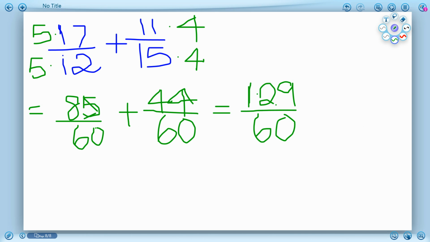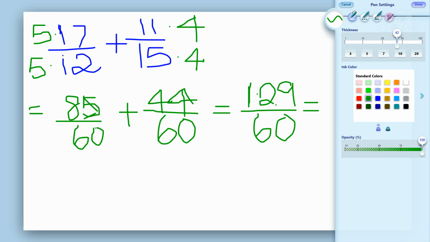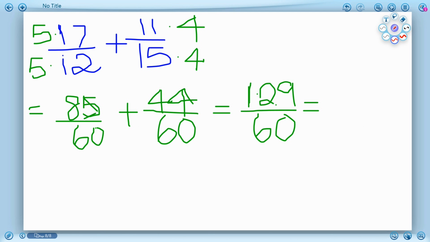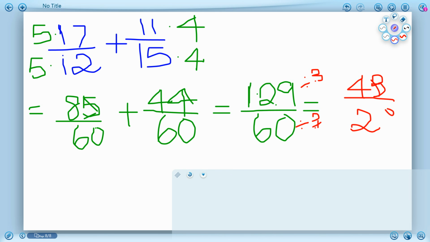Once you get to this point, you got most of your credit, but we're going to have to check if you can divide it by anything. I think 3 goes into both of these, so I'm going to divide top and bottom by 3. I'm just reducing the fraction. I ended up getting 43 over 20, and I think that's as far as you can reduce it.